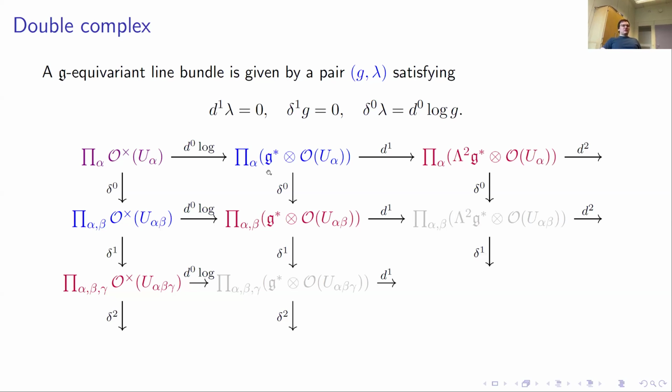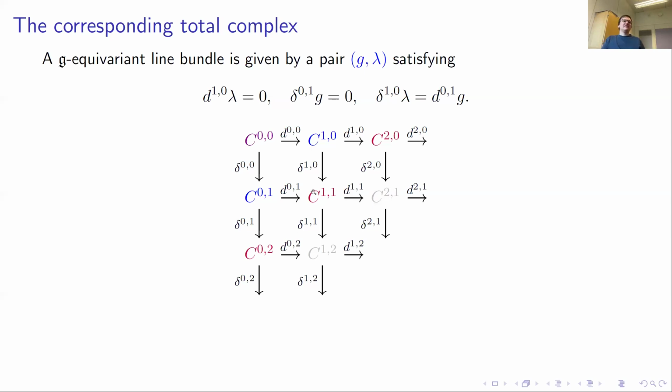So we see some kind of diagonal pattern here, which suggests that this can be formulated in terms of the total complex of this double complex. To do this, we unify the notation a little bit, and we'll call this C00, this is C10, this is C01, C11, and so on. We'll also unify the notation for the differentials, and we'll get this. This is the same picture, just in different notation.